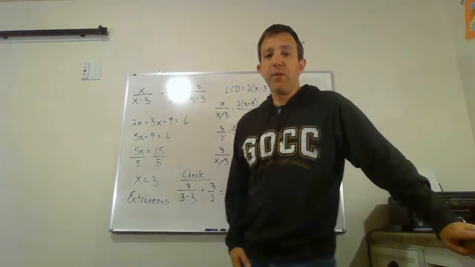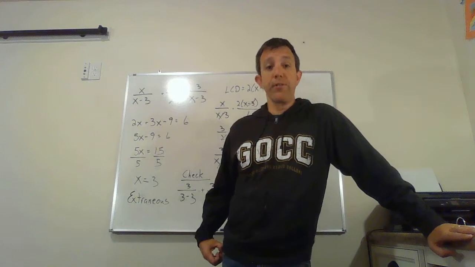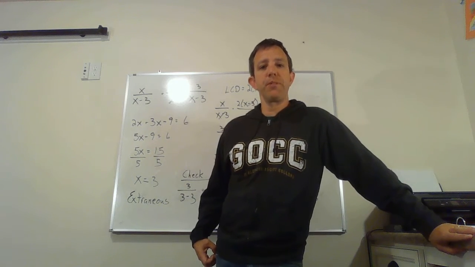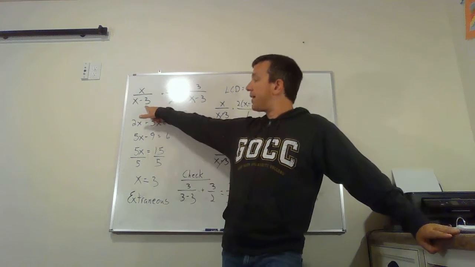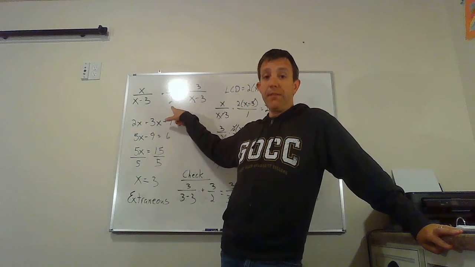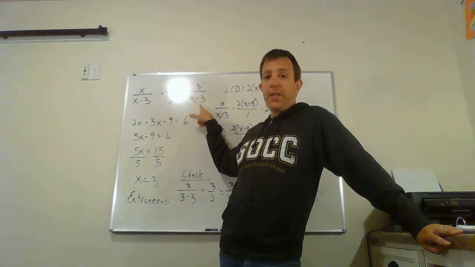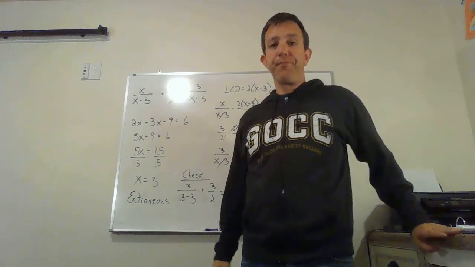All right, so I have one more example, and I appear to have written it right through the middle of the glare on my board. So just pay attention. I'll tell you what's written up there. We have x over x minus 3 plus 3 halves. That's probably the part you can't see, the 3 halves, is equal to 3 over x minus 3.